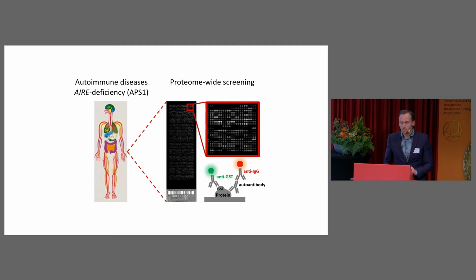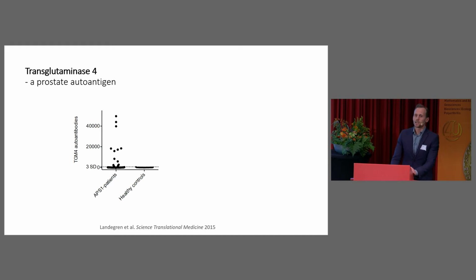What we found was that we could replicate and confirm the known targets in the different known target organs; in the islet cells, for example, we detect GAD antibodies. But we also made an unexpected discovery: a strong response in a subset of the patients against a protein that is specific for the prostate, transglutaminase 4.